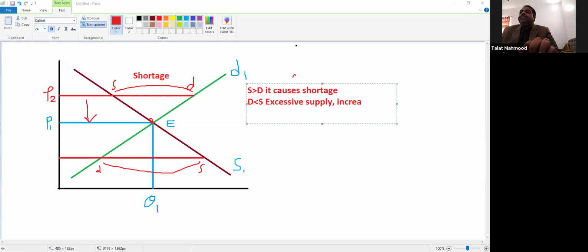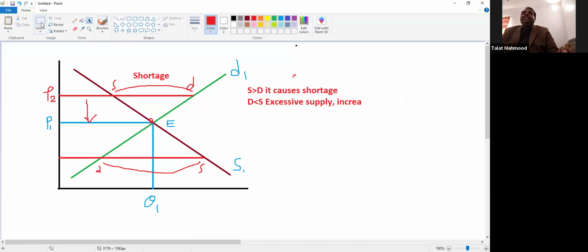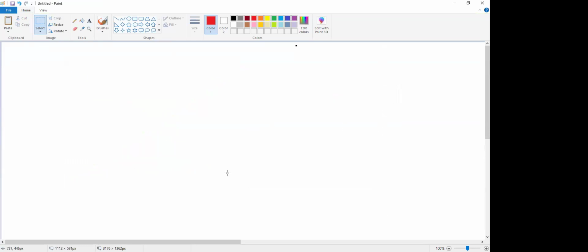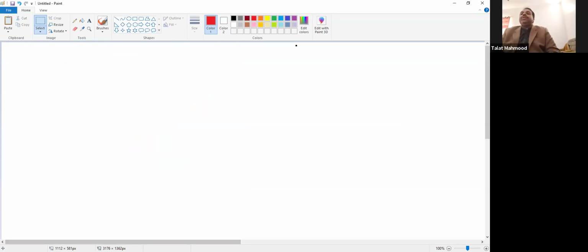Okay, now we see that with the intervention, when the government intervenes, government puts taxes. Government also gives subsidies. Do you know what are subsidies? Yes, Haryshaa? Yes, sir. So please explain what is a subsidy.